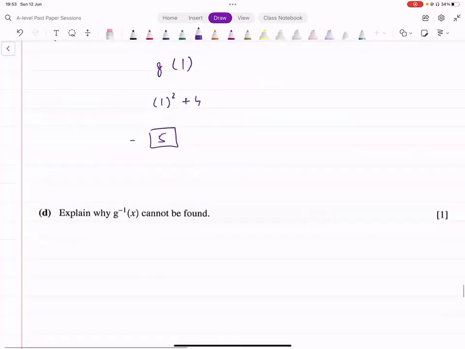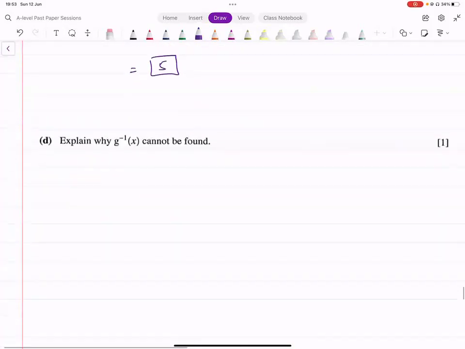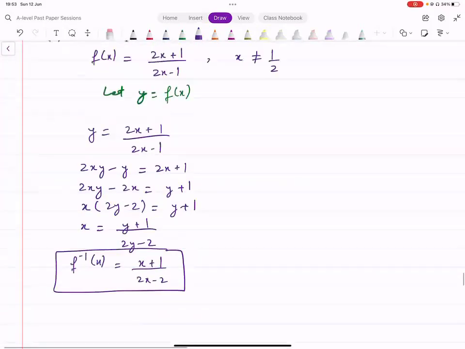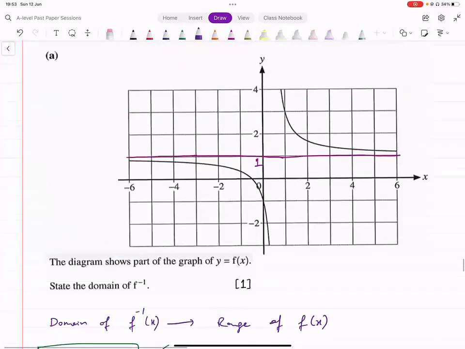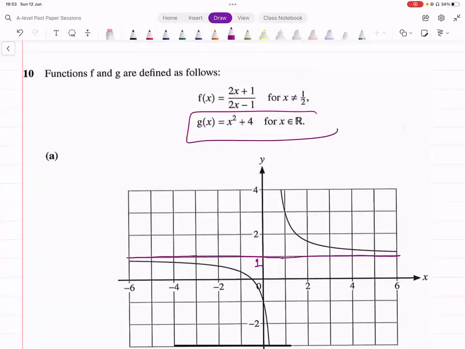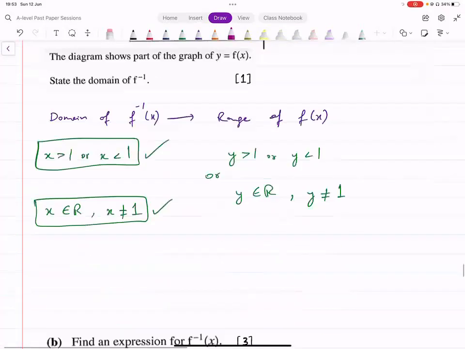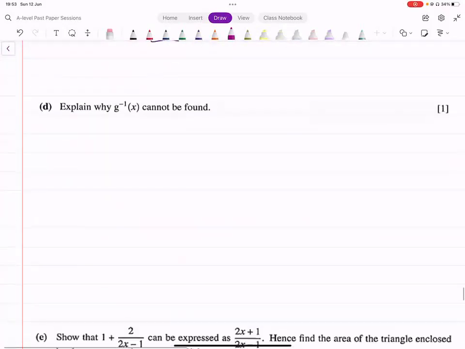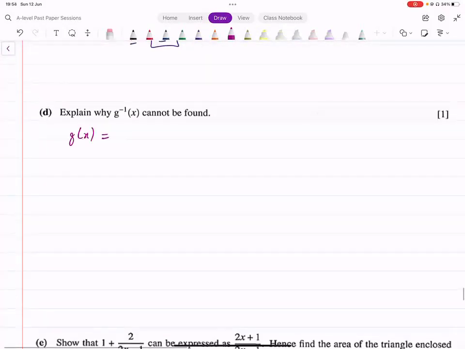Let's move on to the next one. Now the next part says, explain why g inverse of x cannot be found. Okay, so this is the function g, x squared plus 4, and it's defined for all real values of x. Let me just write that function here first. So that's g of x equals x squared plus 4, where x could be any real value.